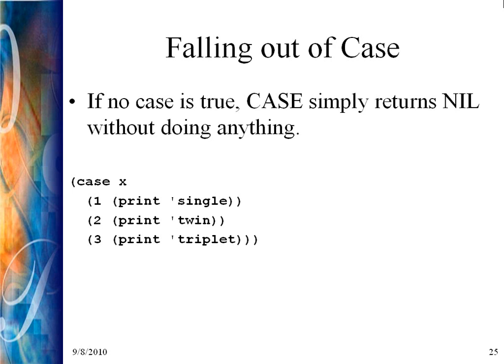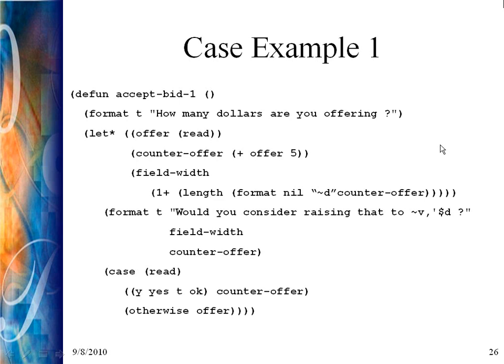Now, if none of them turn out to be true, here we have case x, it evaluates x. If it's 1, you do that. 2, you do that. 3, you do that. If it isn't any of those things, if it's 7, you just fall through and it returns nil. And just here are some somewhat more complicated examples.